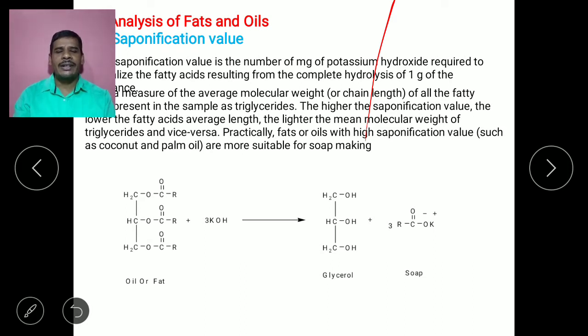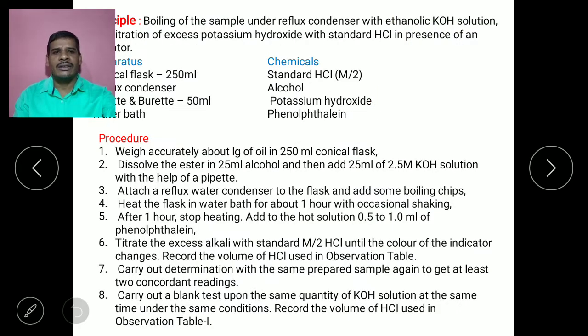Experimentally, how can the saponification value be determined? In this case, the given sample of the oil is refluxed with KOH or NaOH in the presence of alcohol, that is, we use alcoholic KOH or NaOH. Which apparatus is required? We will explain experimentally how the saponification value can be determined.